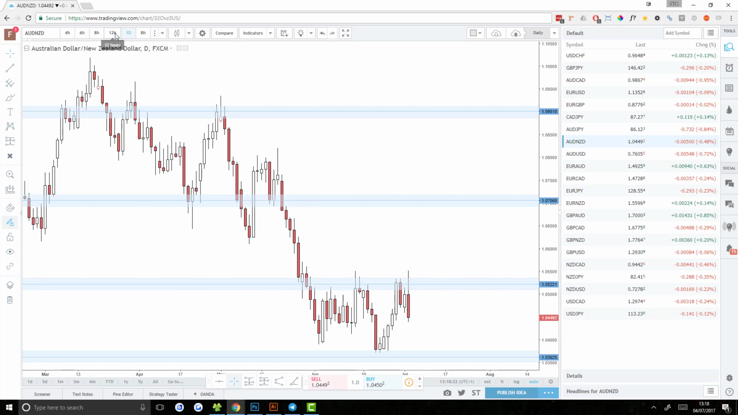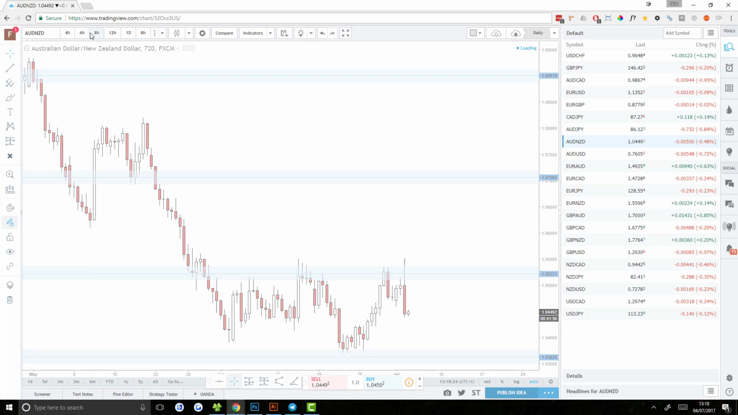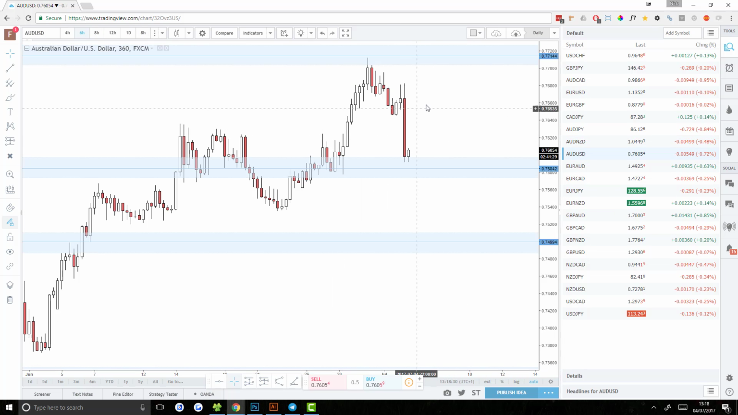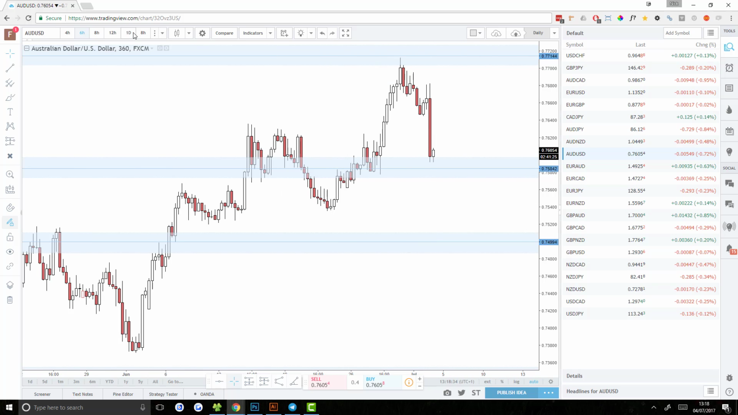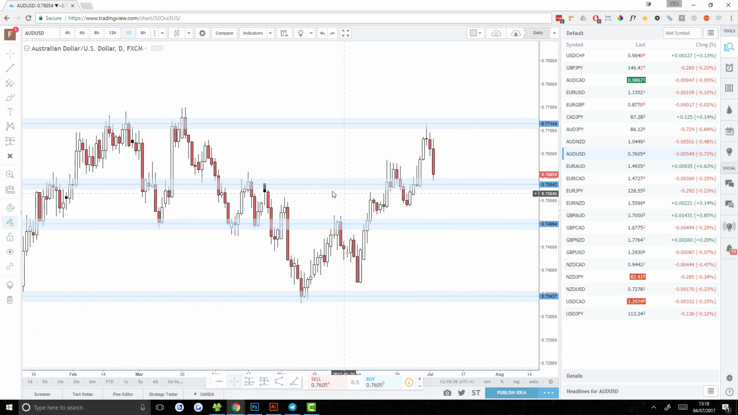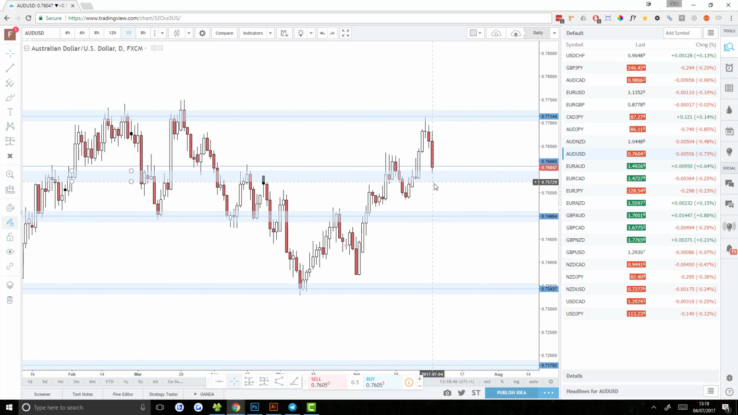AUD New Zealand, what's going on with this? Nothing really. It's just kind of like come up and bounced away. AUD USD, ooh, sitting on support. This is a messy support area though. Just split the difference with this support resistance area.